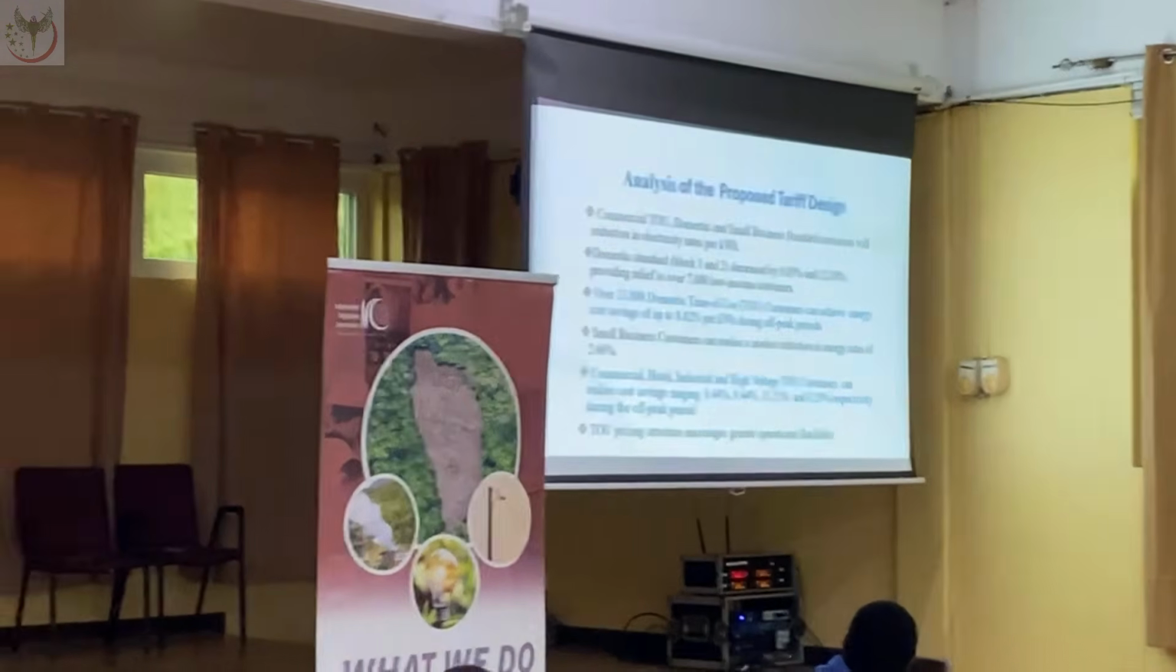This will provide relief to over 7,600 low-income customers. For domestic time of use, over 13,800 domestic customers can achieve energy cost saving of up to 6 cents per kilowatt hour or 8.62% during the off-peak compared to the on-peak. During the off-peak, because the off-peak offers a lower rate. So if you are able to shift your load during the off-peak rate, you can enjoy that cost savings.